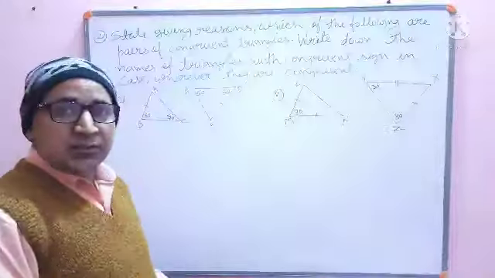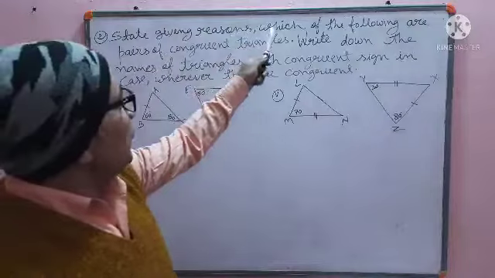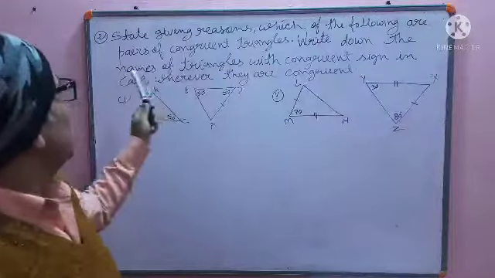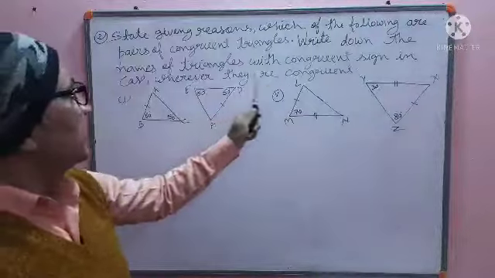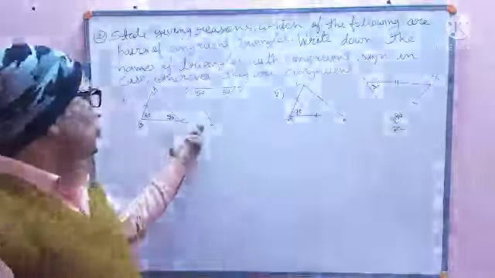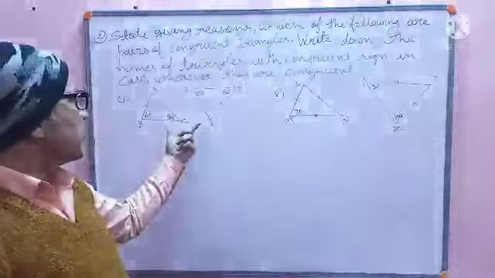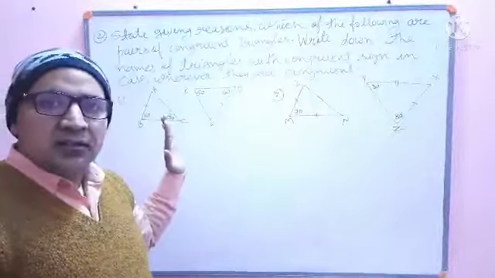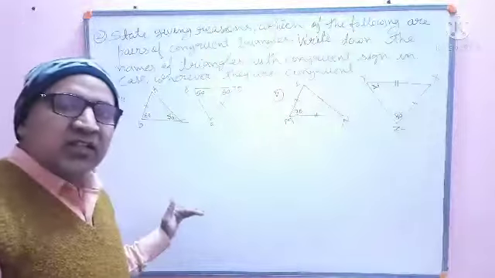Okay children, now see the second question. In the second question: state, giving reasons, which of the following are pairs of congruent triangles. Write down the names of triangles with the congruent sign in case wherever they are congruent. There are 5 parts in the question. In every question 2 triangles have been made. Out of 5, I have written 2 here. In the first part there are 2 triangles. You have to tell whether these 2 triangles are congruent or not, and if they are congruent, you have to give the reason also.